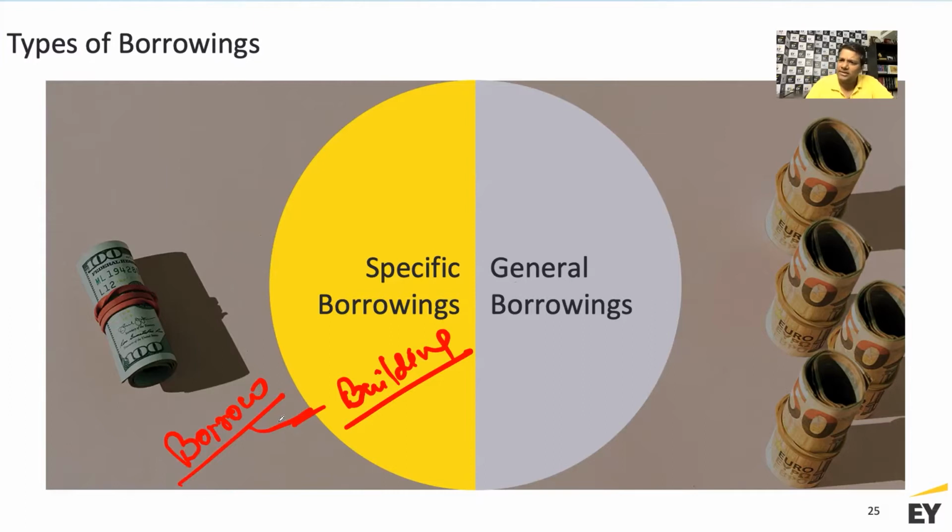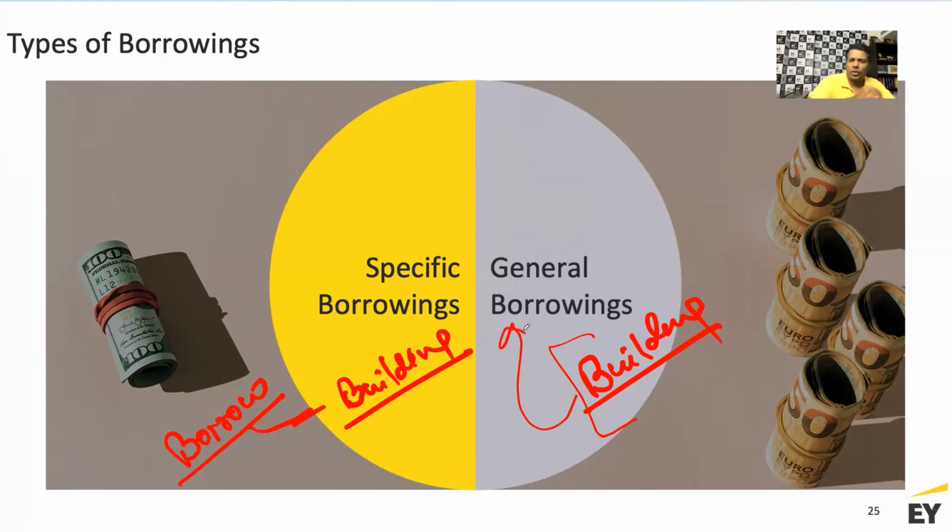Now there could be another scenario in which you are still doing the construction of a building, but you decided not to borrow any money specifically attributable to this construction. Instead, you have several other loans running on your balance sheet, and the money from those loans is being used for the construction of the building. That then forms part of your general borrowing.